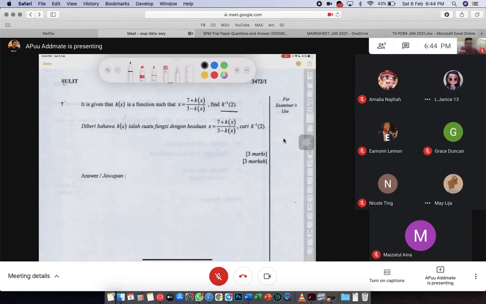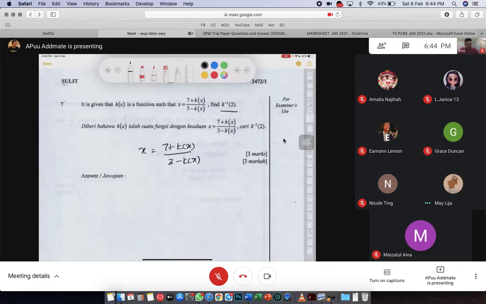Let y, right? But can we directly let y equal 7 plus kx? Can we do it like that? What do you think? No, right? You must first make kx the subject. So change your kx to become the subject first. The teacher will erase all this. So I take out x equals 7 plus kx over 3 minus kx.